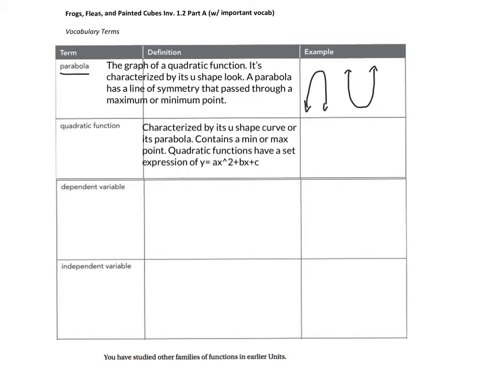All right, and so again, that quadratic is going to have that U-shaped curve. It's going to have a min or a max, right? And our example of a quadratic was rectangles with a fixed perimeter.